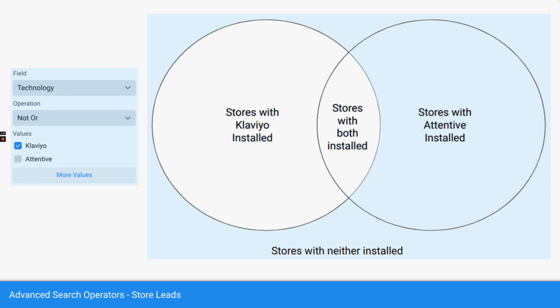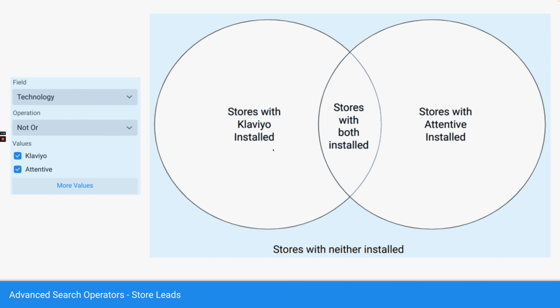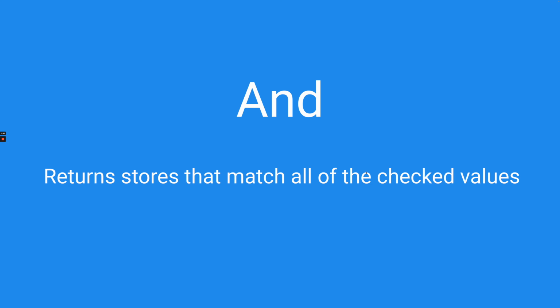And so if we applied a not or operation for Klaviyo, it would show stores that have Attentive installed. It would show stores that don't have any of these apps installed. It would show basically stores that have any other app except for Klaviyo. And similarly, if we did Attentive, you'd get the inverse of this. And if we picked both, it would only show stores that don't have any of these apps installed at all.